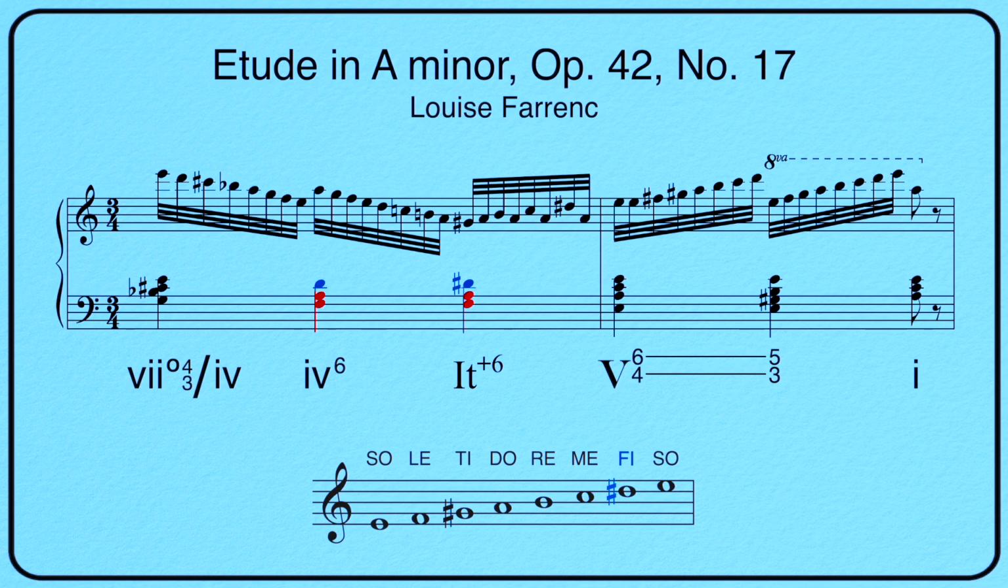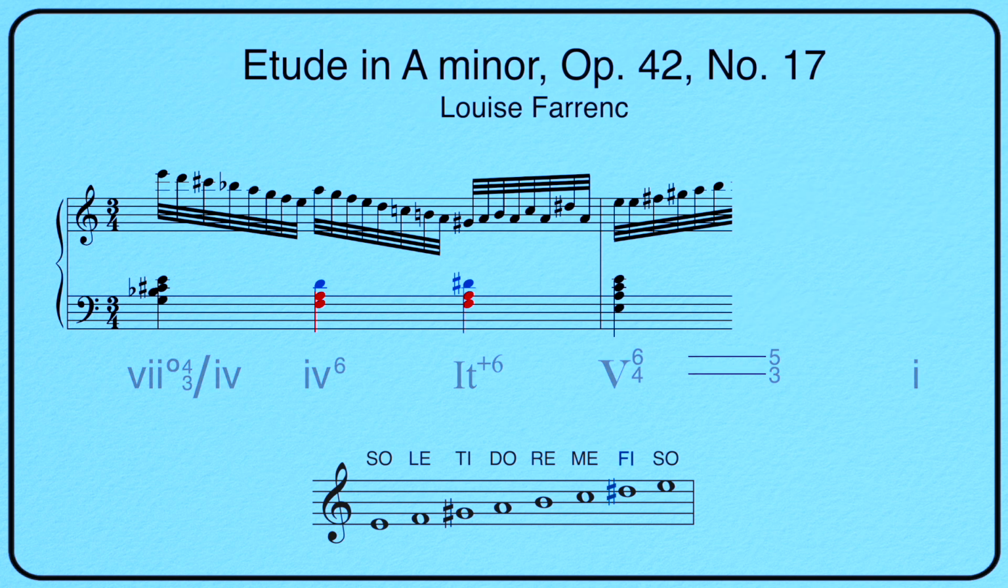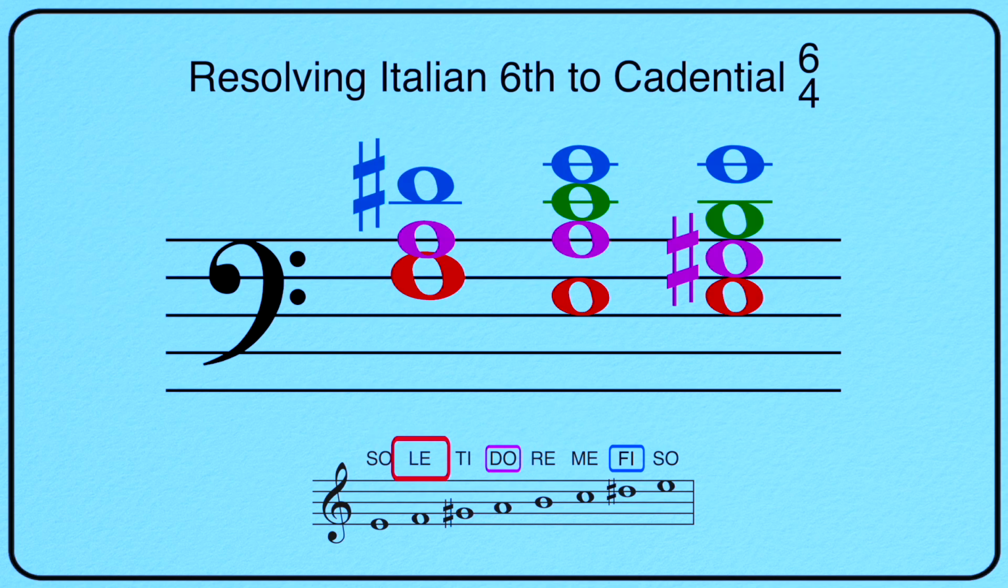So you see, once again, the Italian sixth is really just an embellishment of the 4-6 chord, but this time it doesn't resolve directly to 5. It resolves first to cadential 6-4. Notice how this affects our voice leading. Lay drops to so, just like before, but do stays put, and actually splits off into a new alto voice, mi. And as expected, the top voice fi resolves up to so.